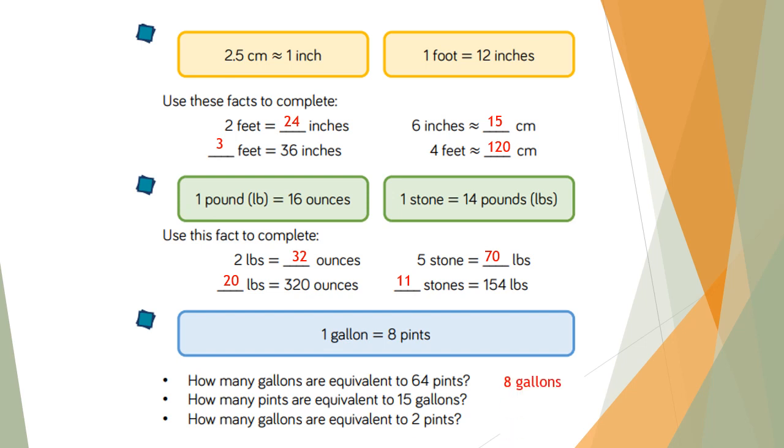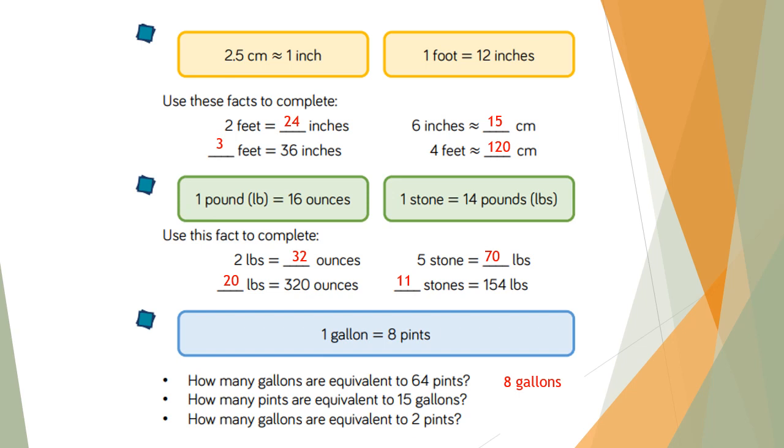How many gallons are equivalent to 64 pints? Well, for this one, we know that 1 gallon is equal to 8 pints. If we've got 64 pints, that means we've taken that 8 pints and we've times it by 8. So we need to do the same with the gallon. We also need to times that by 8. 1 times 8 is 8.